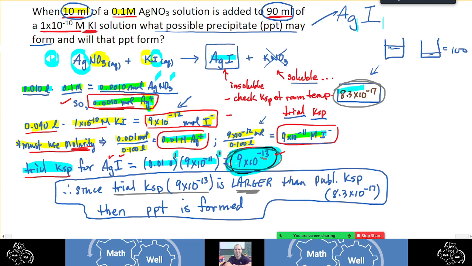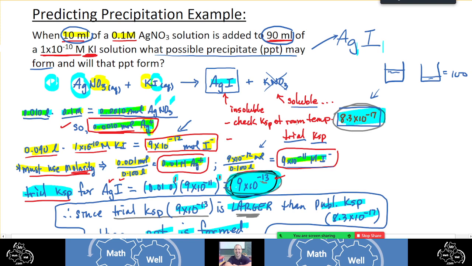And that's where you compare the two KSPs, the trial. So here the trial KSP is larger than the published KSP of 8.3 times 10 to the negative 17. If that is the case, literally, we have more ions than we need in order for them to accidentally bump into each other and form a compound and form a precipitate. So because the trial KSP is much higher than it needs to be, a precipitate is formed. Okay?